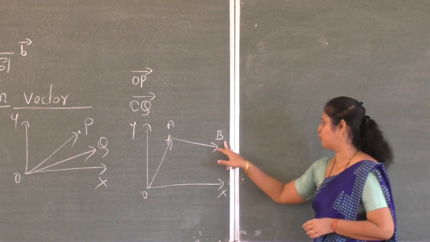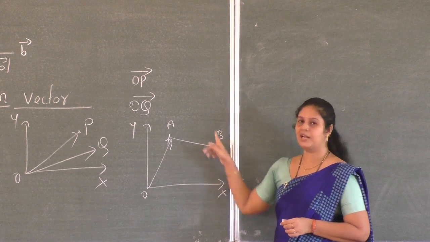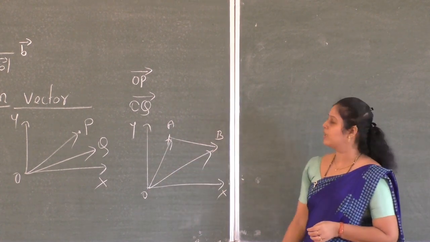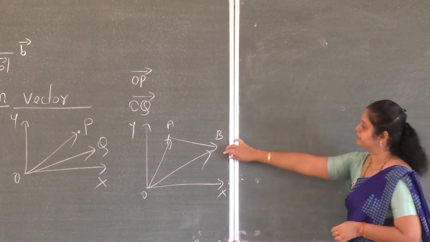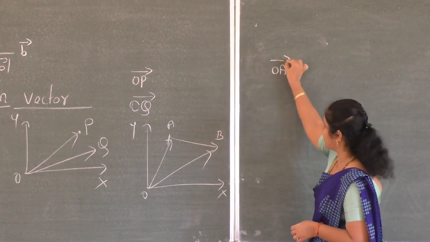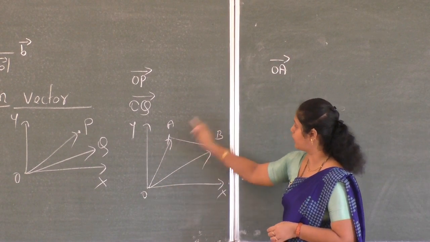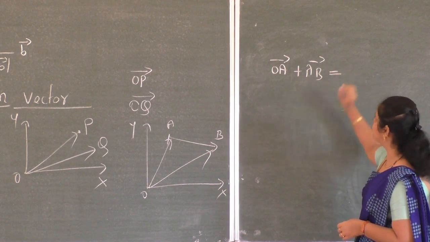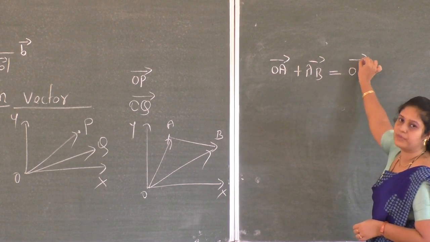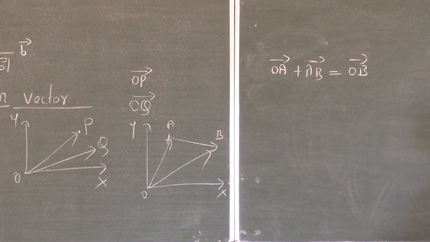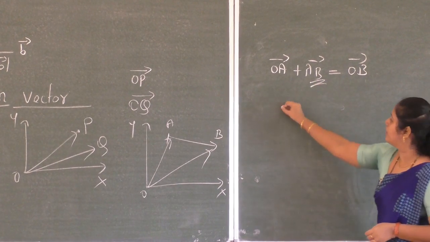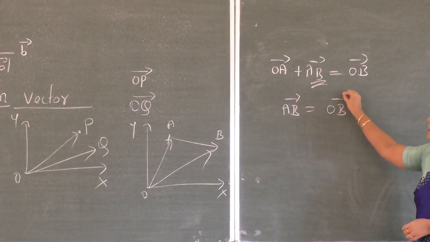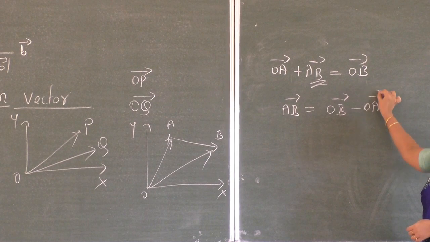Now, what is the position vector of B? We can apply the rule of vector addition also, or directly we can write that it is equal to vector OB. Now, write vector AB. Following this direction, vector OA plus vector AB is equal to vector OB, by the rule of vector addition. Now, what is vector AB? Vector AB is equal to vector OB minus vector OA.